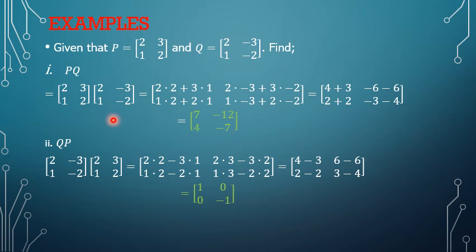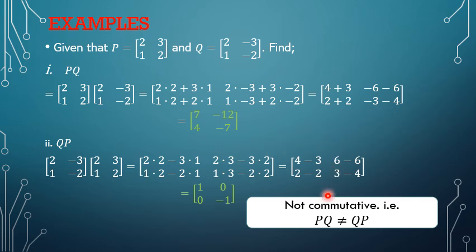Now, as you can see, the two matrices P times Q and Q times P are not the same. We have gotten different answers. P times Q was different as compared to Q times P. Now, this is different from matrix addition. As you know, if you are adding, you will just get the same result. Now, what does this tell us? This tells us that matrix multiplication is not commutative. That is, matrix P times matrix Q is not equal to matrix Q times matrix P.